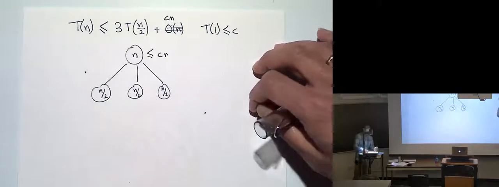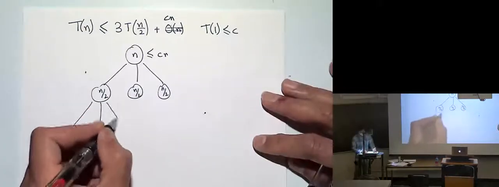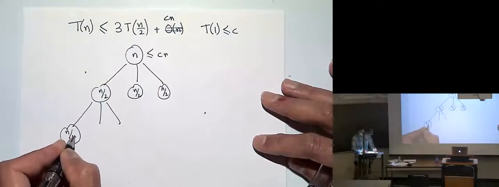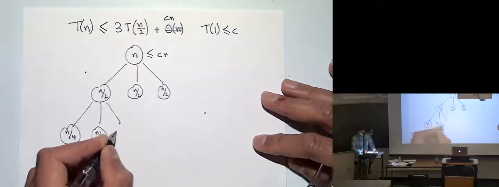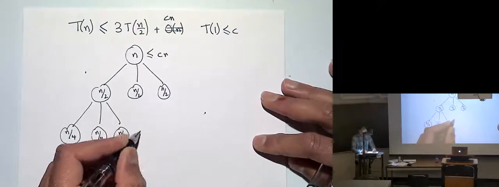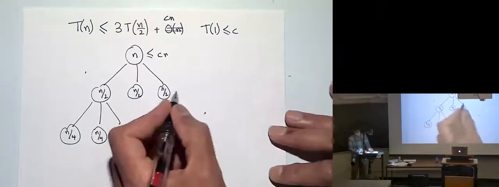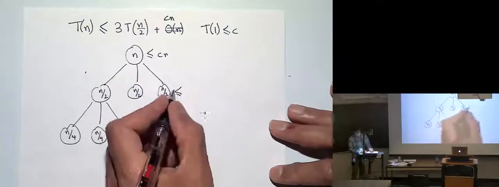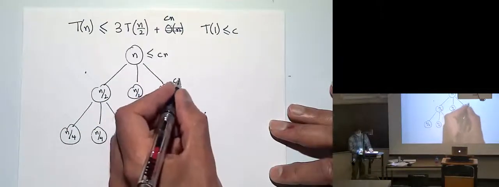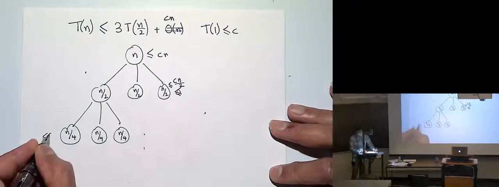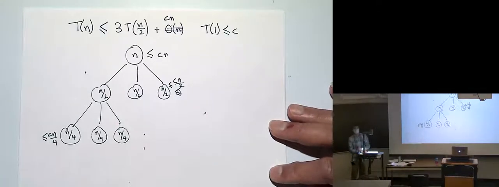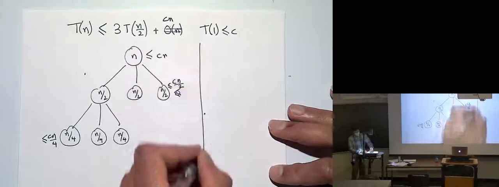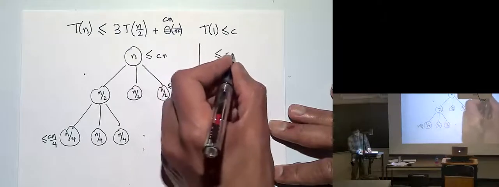N over 2. And this makes 3 calls with n over 4. So on and so forth. So each of these, this is now cn over 2. The amount of work that happens here is at most cn over 4. Let's take the sum. This is at most cn.